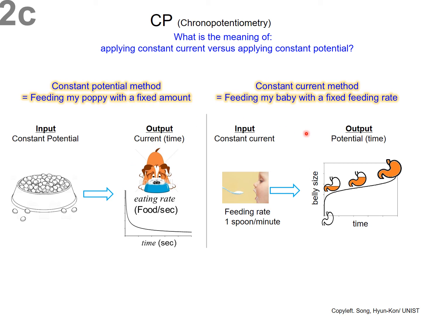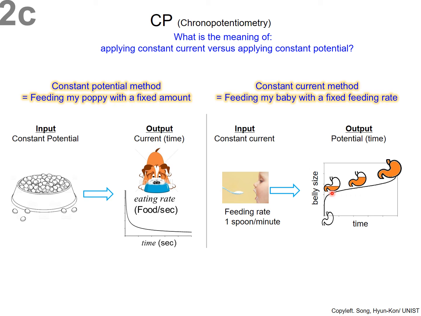Let's go to the second method, to feed my baby. Here, I'm feeding my baby at a fixed feeding rate, like 1 spoon per minute. And then I will measure the belly size of my baby. At the very first time, the stomach of my baby was shrunk because he is very hungry. When the food is introduced into the empty space of the stomach, the size of the stomach is rapidly increasing, and then becomes the normal size of the stomach.